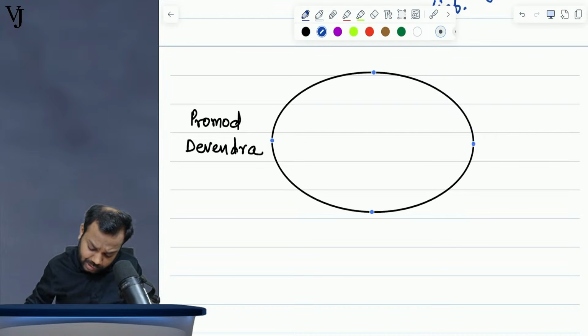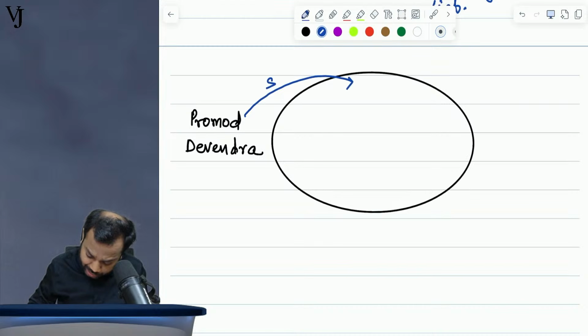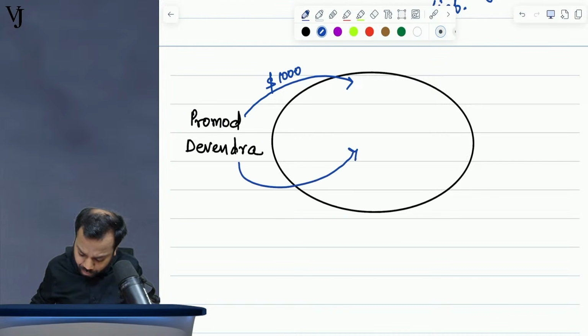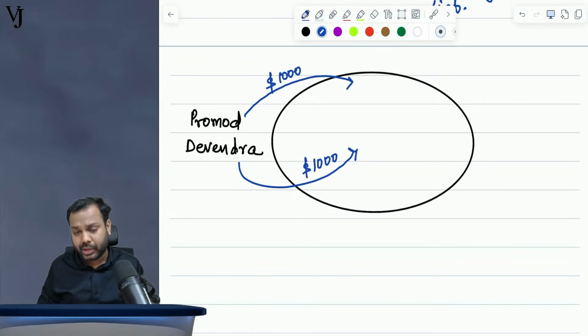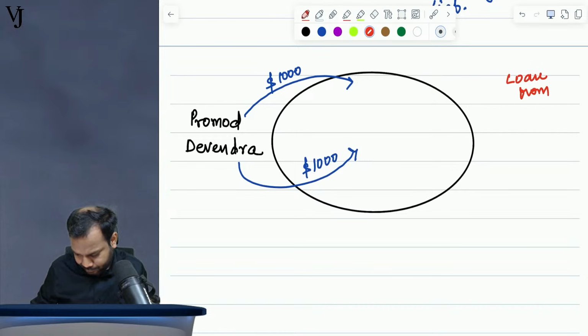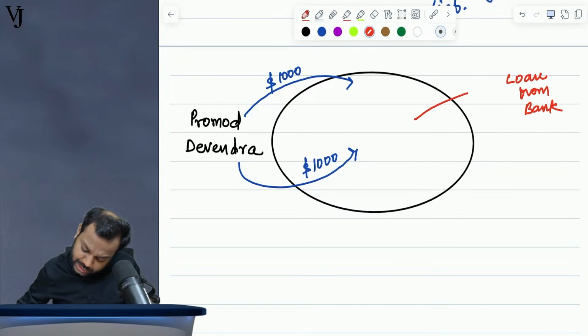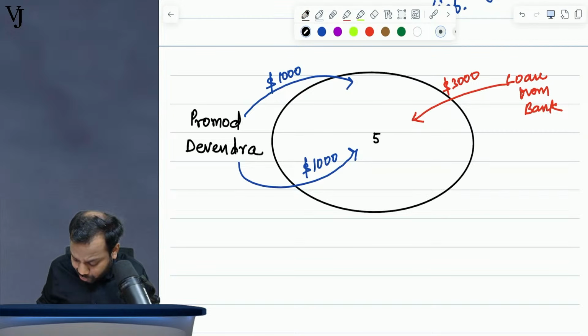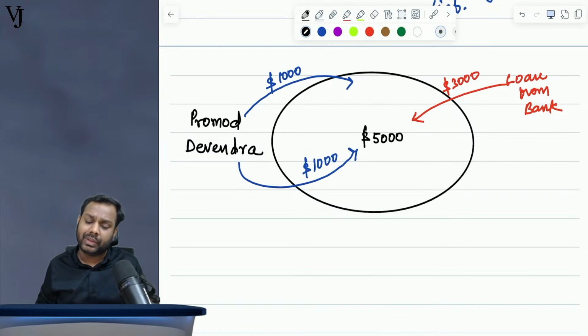To start their business, Pramod brought in $1,000 and Devendra also brought in $1,000. But there was a need of $5,000 in the business. So they took a loan from the bank. How much? $3,000. They started their business with a capital of $5,000.